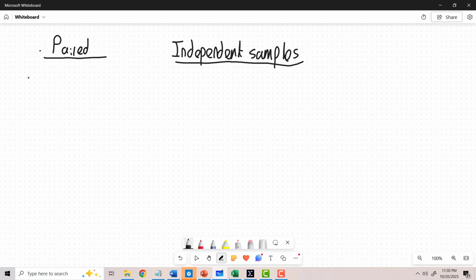So I'm going to write here "paired", and here I'm going to write "independent samples". So in the paired t-test, let's just say we have our two brands of chip. We have prawn cocktail, PC, and then we're going to have Worcester sauce, WS.